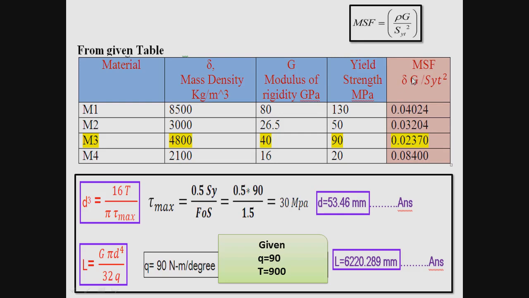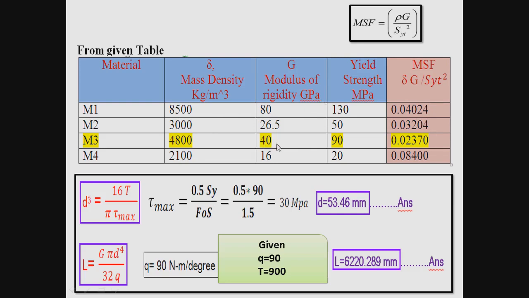So instead of rho, delta is used for density, so delta g divided by SYT square. If we calculate, we are going to get these values. Here the values are substituted in this formula, that is rho, the density, is substituted as it is.